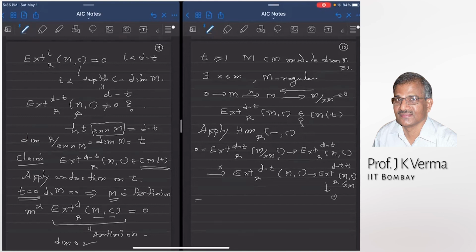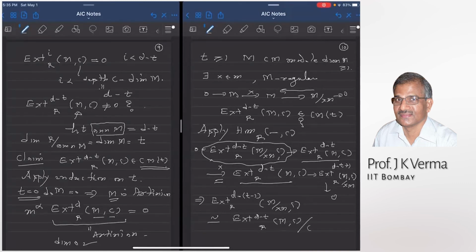Okay. Yes. So this means that Ext^{d-t-1}(M mod xM, C) is isomorphic to, you see, this is 0, and this is the same module, and this is the multiplication map. So this module is the cokernel of the multiplication map on the same module. So it is Ext^{d-t}(M, C) over x times the same module. Now C is a maximal Cohen-Macaulay module. M mod xM has dimension d minus t minus 1. Its dimension is t minus 1.